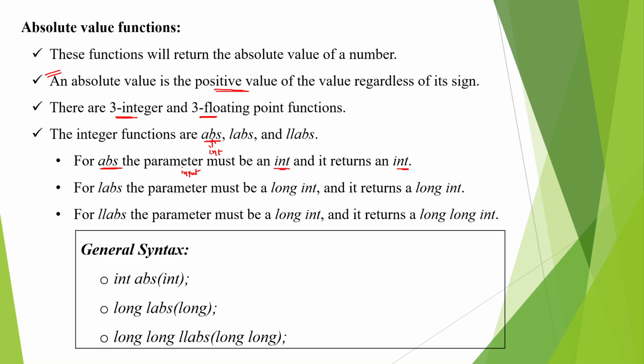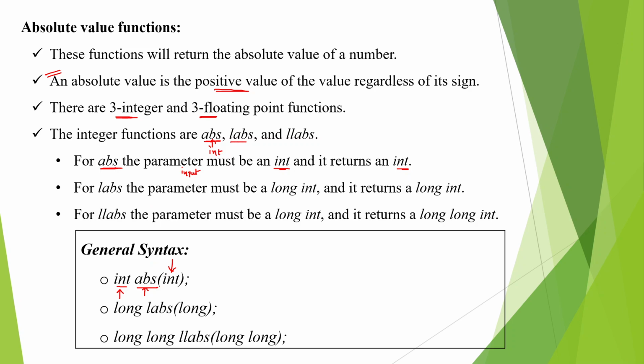So what this function will do, here you can see the normal absolute function. It is taking a simple or normal integer value as parameter, as input, and returning a normal integer value only as output. Whatever value you supply here, positive or negative, irrespective of its sign, you will always get a positive value only. That is what this absolute function will do.